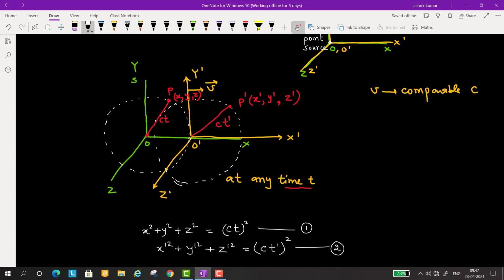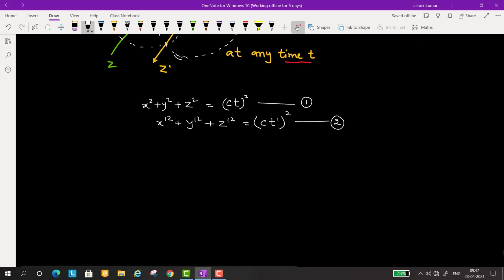Here our S dash frame is moving with respect to the S frame with a speed comparable to the speed of light. So now we are to derive the connecting equations. We want the equations that correlate the coordinates of the S dash frame, which is an inertial frame, with the coordinates of the S frame, which is another inertial frame, and those equations we call Lorentz equations.